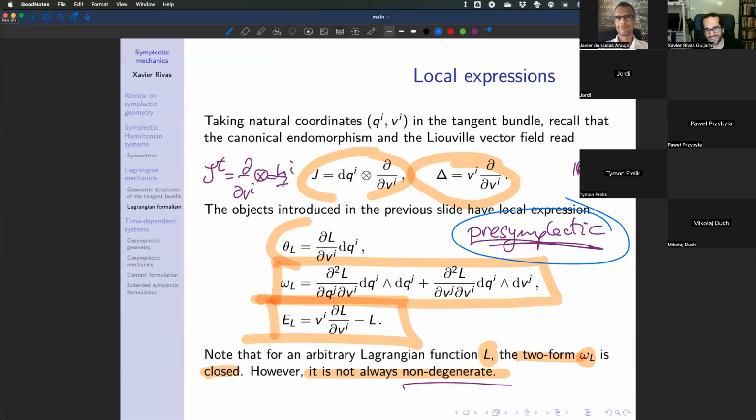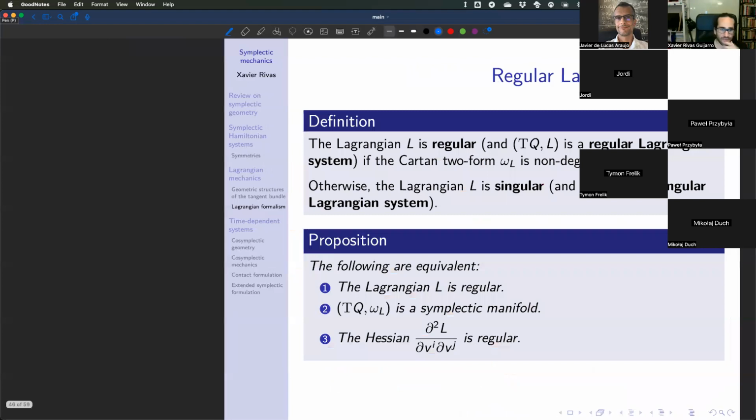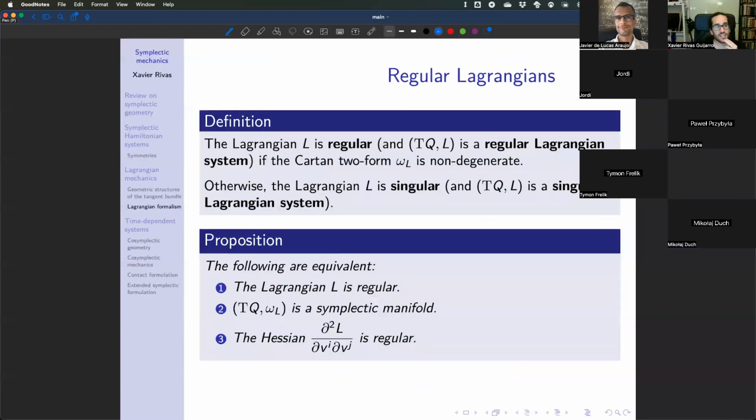Since I am not going to talk about singular systems in this talk, maybe in another one, I will not enter into the details of pre-symplectic manifolds. But you have to know that it is always closed, but it is not always non-degenerate. Sometimes it has degeneracy. And here we have the characterization of these Lagrangians. We will say that a Lagrangian L is regular, and thus a regular Lagrangian system, if the two-form is non-degenerate, and otherwise it is said to be singular.